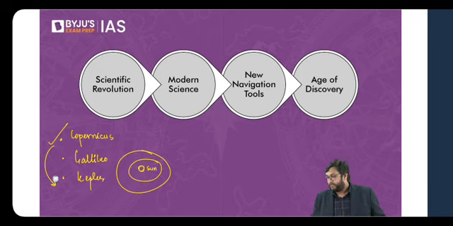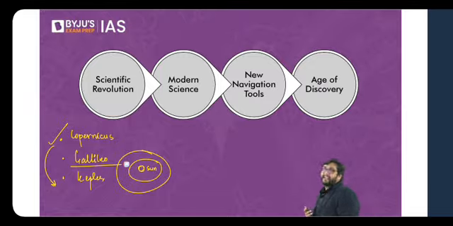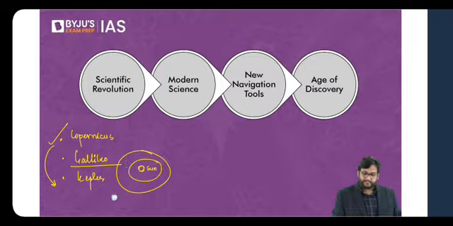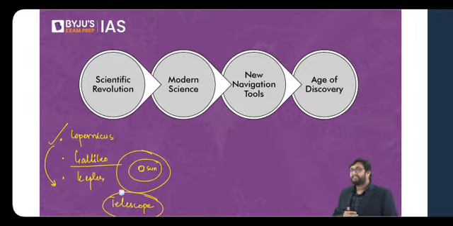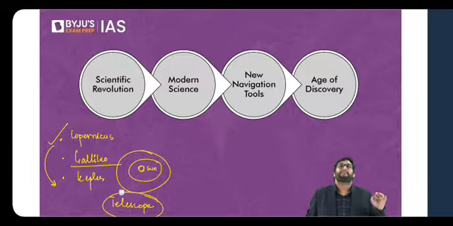Kepler added to this story by arguing about orbits and basically calculating the distance, revolution, rotation of the earth. But the most important personality who proved it, and later was also prosecuted by the church to some level, was Galileo. Galileo was the one who developed the telescope. And the telescope proved the theory of Copernicus and Kepler.